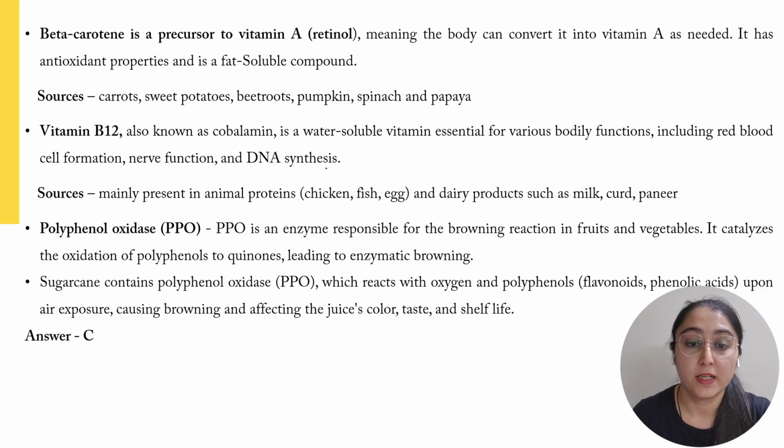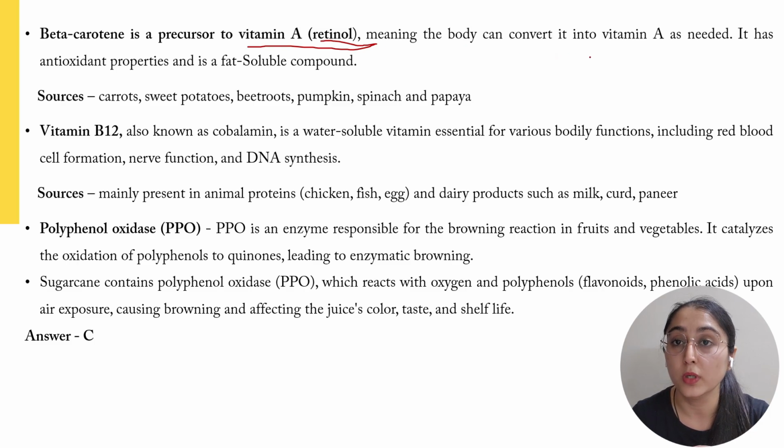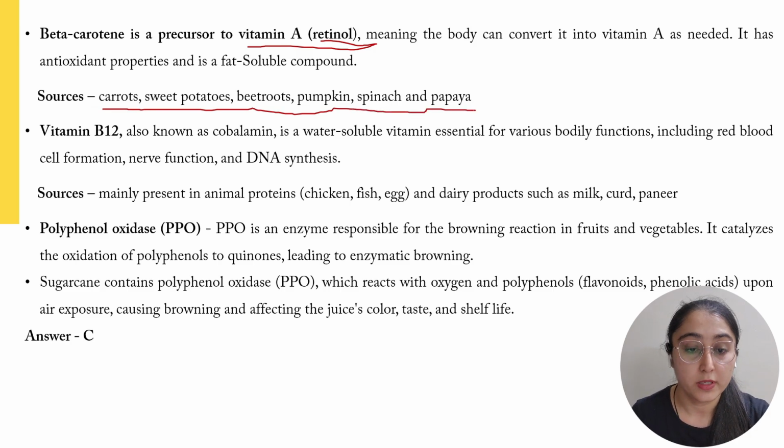So next we have beta carotene. As we all know, beta carotene is basically a precursor of vitamin A retinol, means the body has the ability to convert this into vitamin A when needed. It has antioxidant properties and is basically a fat soluble component, and it is basically found in carrots, sweet potatoes, beetroot, pumpkin, spinach and papaya.